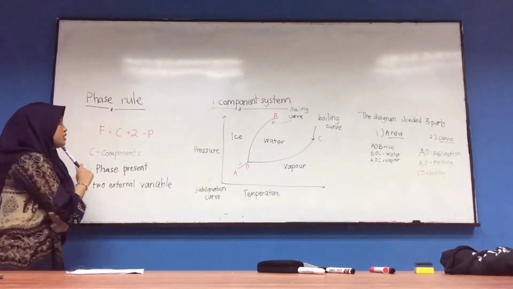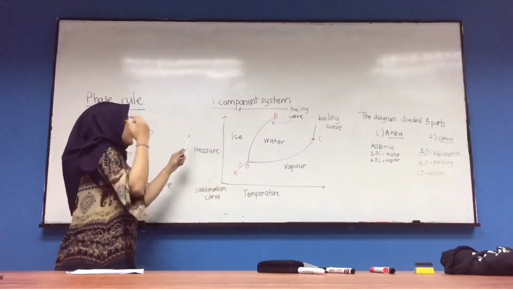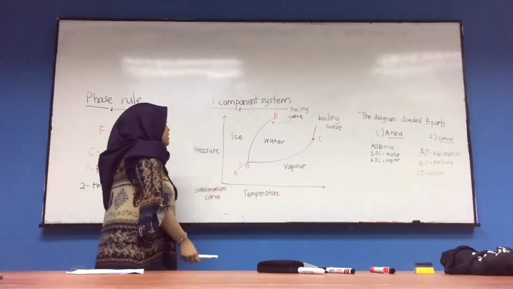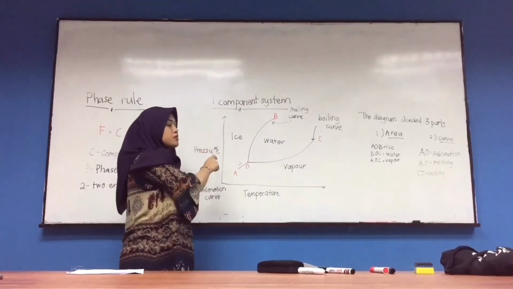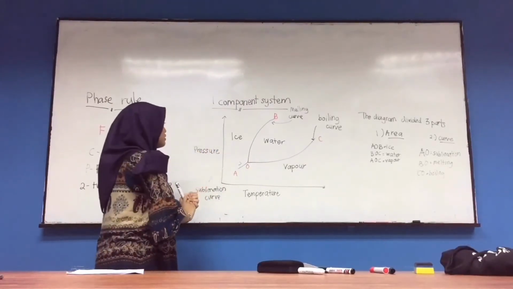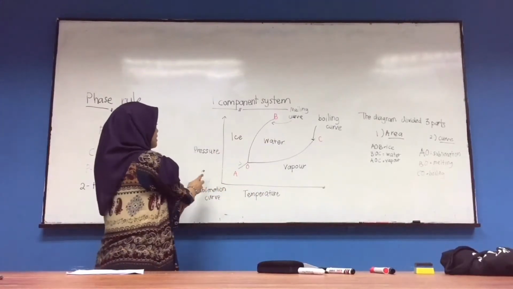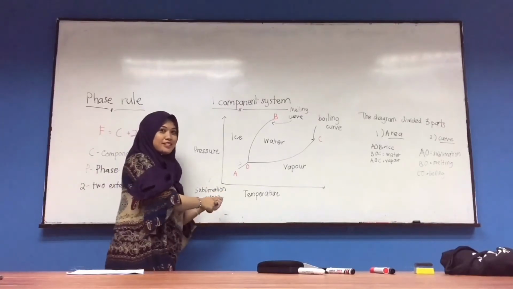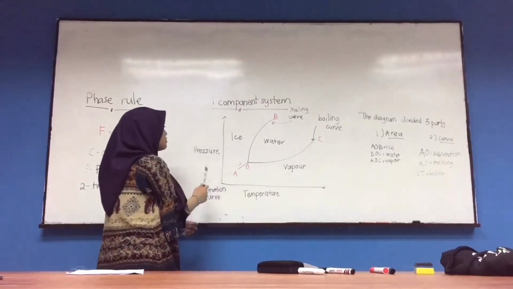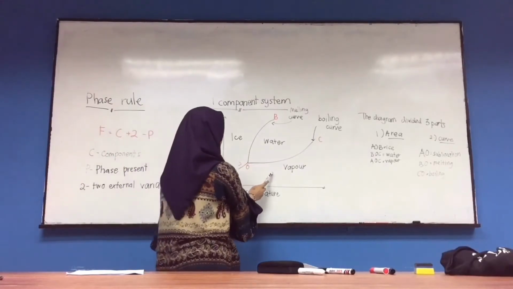We learn the one component system first. So this is the phase rule diagram. An example of a one component system is water. This is the water phase diagram, pressure versus temperature. As we can see, this is ice, water and vapor.